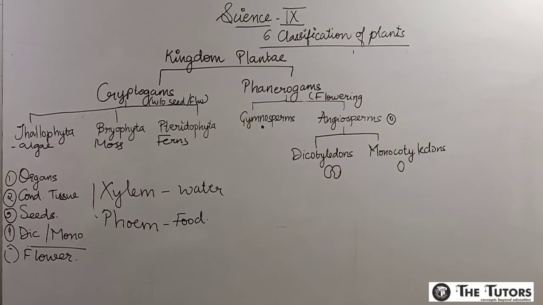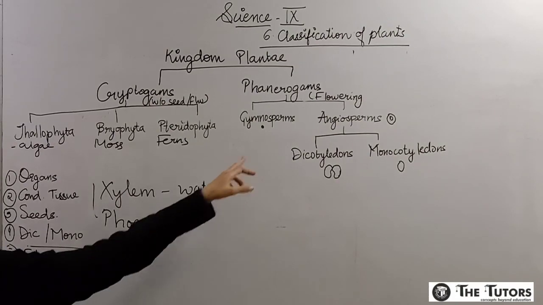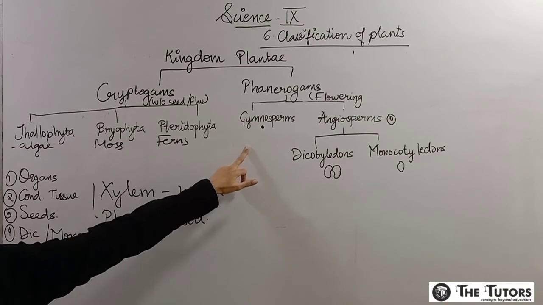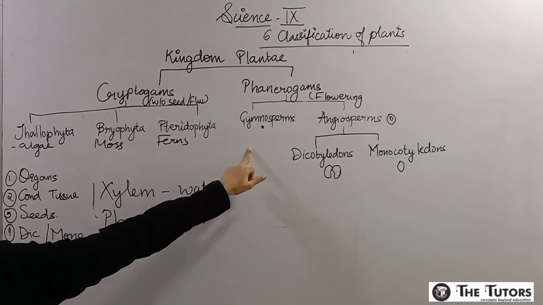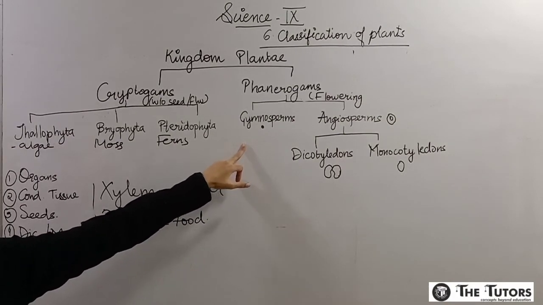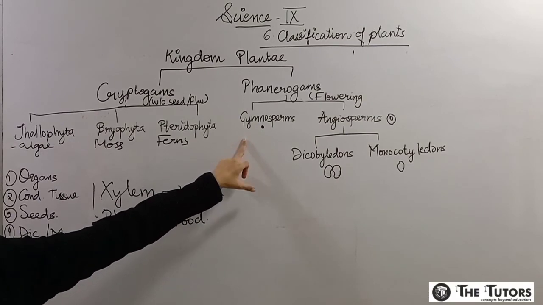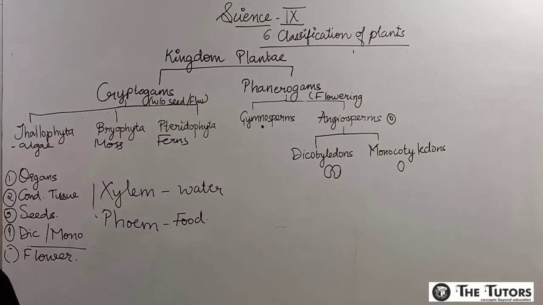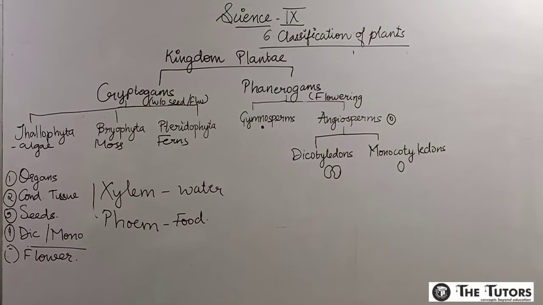Gymnosperm means gymno means naked, sperm means seed. So the seed of a gymnosperm has no cover, so they cannot bear any fruit. Fruit cannot grow from it. I hope you understood the characteristics of this gymnosperm plant, that it is evergreen, perennial and woody. A plant that lasts for many years is called evergreen.